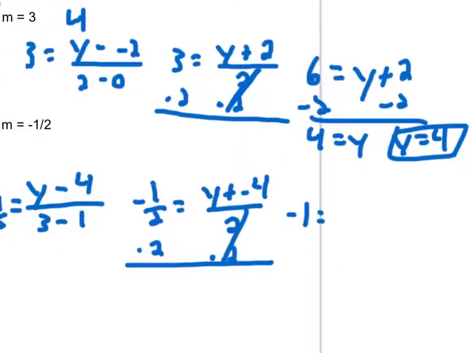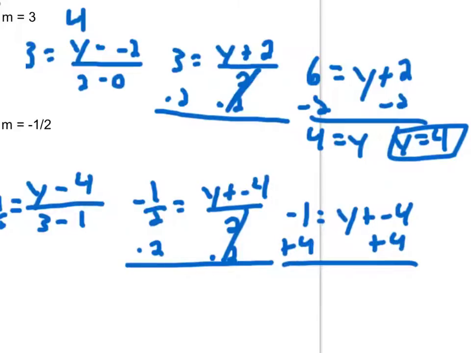And that equals my new right side, which doesn't have a bottom to it, so it's y plus negative 4. Now I'm going to get y by itself by adding 4 to each side. And negative 1 plus 4 is 3. So I get 3 equals y, or y equals 3 in this case. Okay? y equals 3.